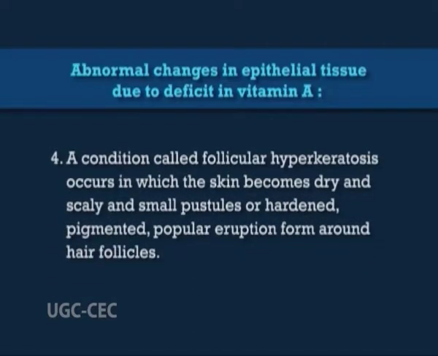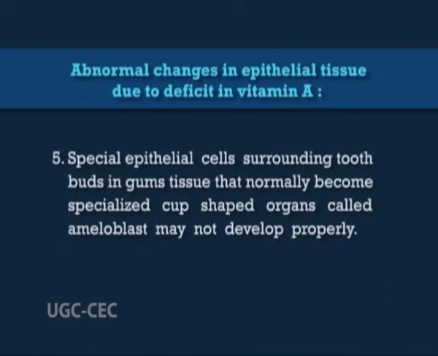Number 4, a condition called follicular hyperkeratosis occurs, in which the skin becomes dry and scaly, and small, hardened, pigmented papular eruptions form around hair follicles. Number 5, special epithelial cells surrounding tooth buds in gum tissues, which normally become specialized cup-shaped organs called ameloblasts, may not develop properly.